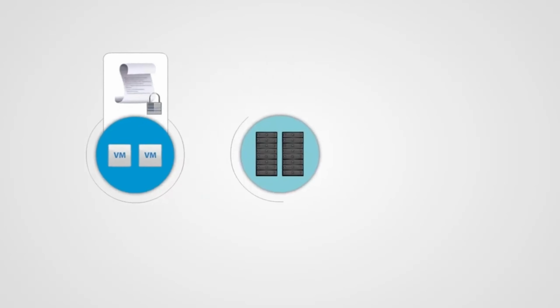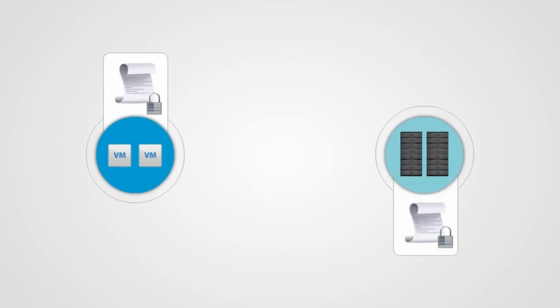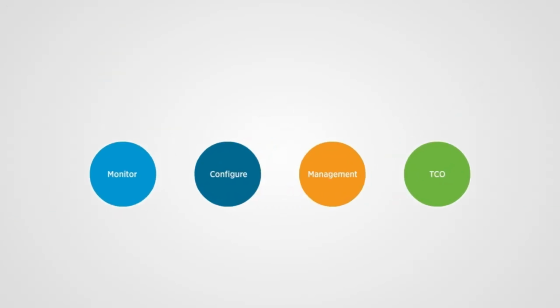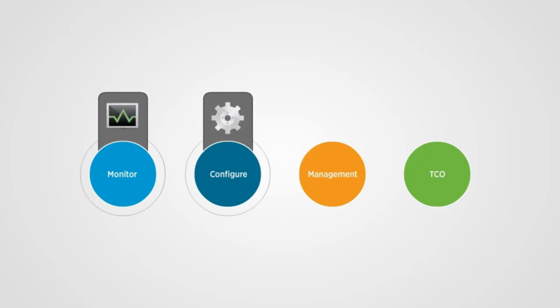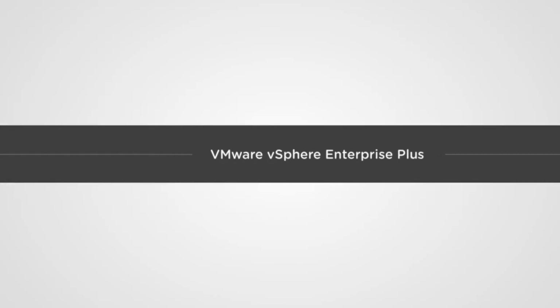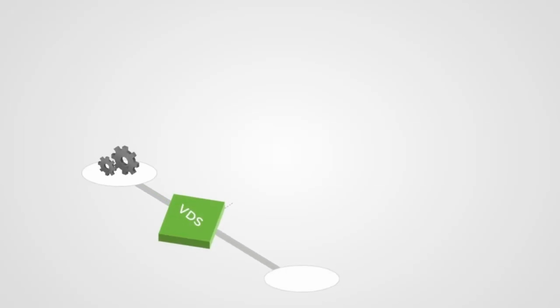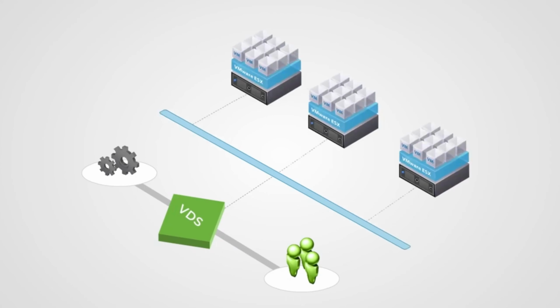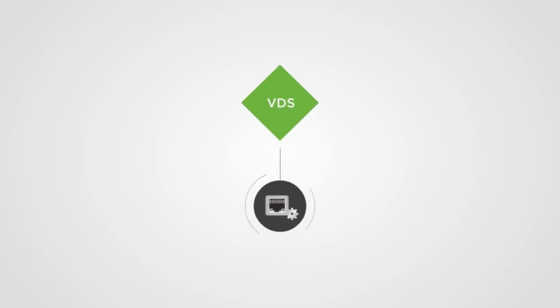Many customers also require that the security procedures and policies of virtual machines conform to those of physical servers for security audits. This leads to additional monitoring and configuration efforts, increased management overhead, and increased TCO. The VMware vSphere Enterprise Plus package features the vSphere Distributed Switch, or VDS, that automates and centralizes the management of virtual machine networking in VMware vSphere environments.